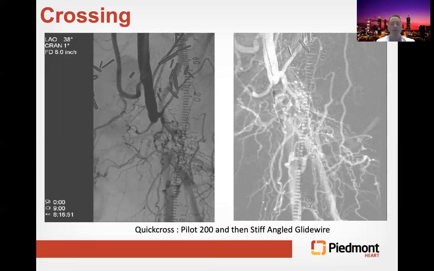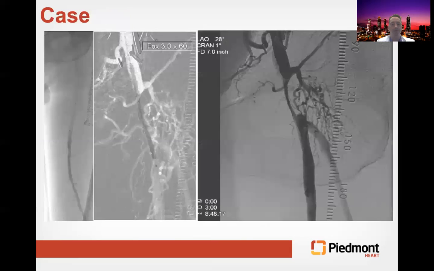Again, going on the idea that we really needed to cross true lumen and true lumen, we went with an 014 system, looking for a micro channel in hopes that we could cross true lumen. We were able to cross through with the Pilot 200, then use the stiff angle glide wire. Once getting about halfway through, we were able to switch out and then cross the last portion with a stiff angle glide wire 035 system and enter into the true lumen.